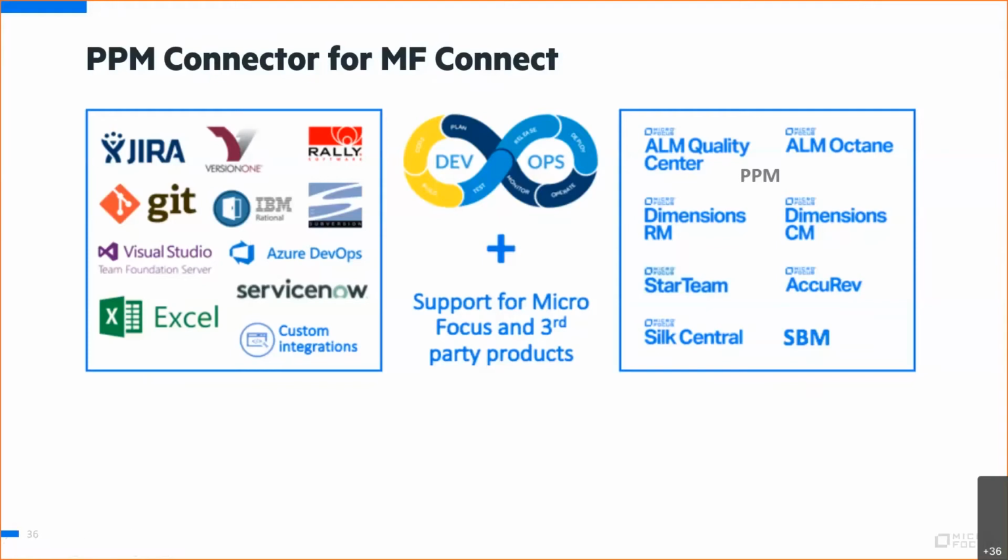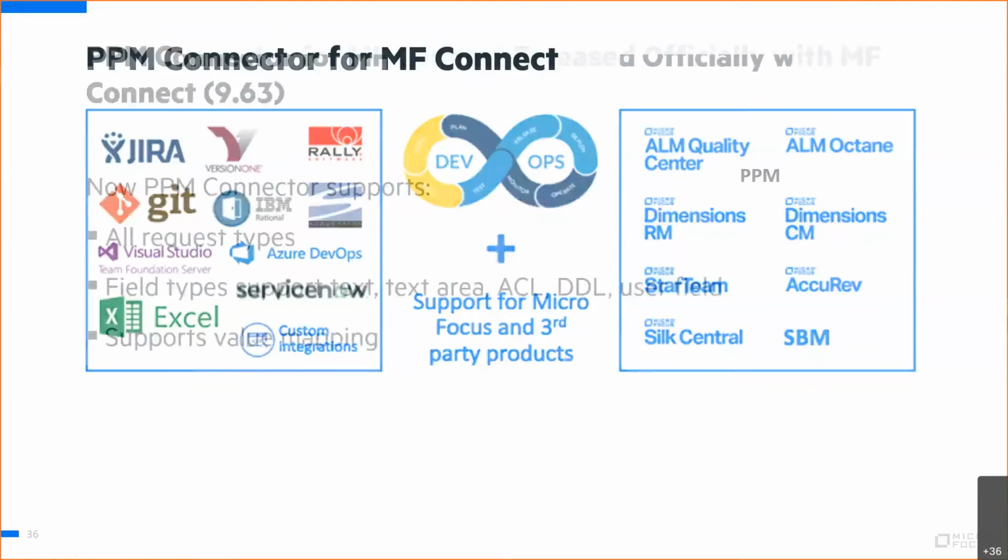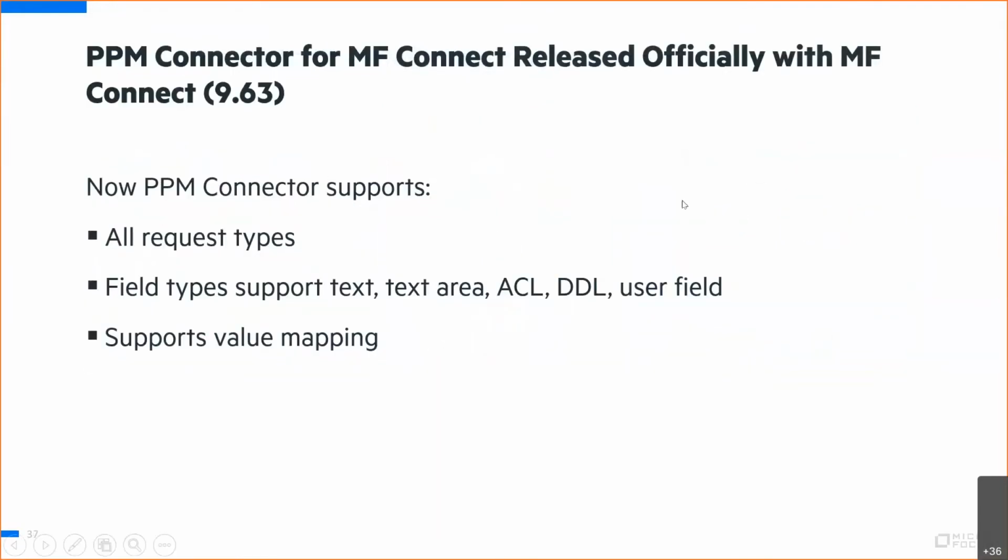So it's a very powerful tool, and there is a separate UI, and it helps you to configure those integrations so that you can integrate the data between any two applications basically. And the Micro Focus connector is available officially from 9.63, and it supports all request types. For the integration, it also supports the field types, that is text area, autocomplete lists, drop-down lists, and user fields, and it also supports value mapping.